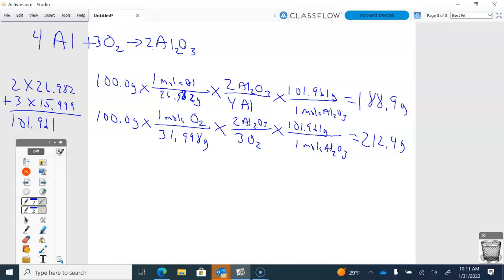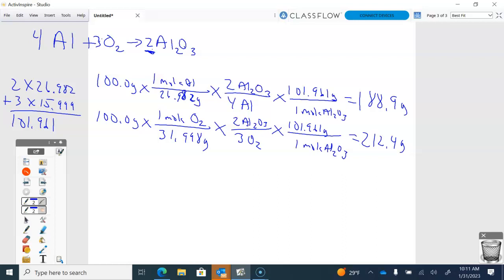Wait, why is it 2 on top? Like 2 times for the ratio. Then why is it only 1 on the top? 1 down here. Wait. Are we okay? All right.